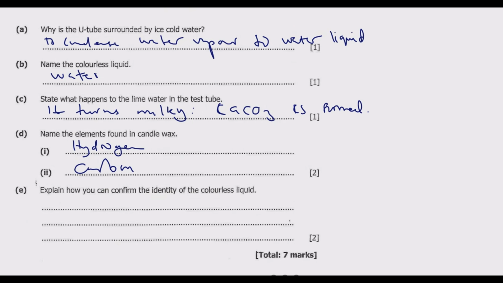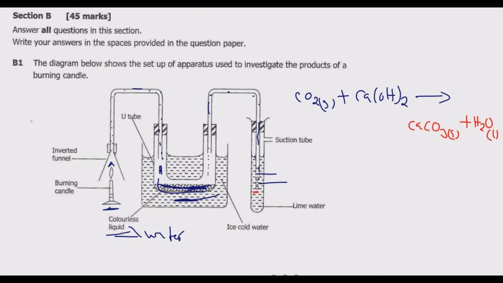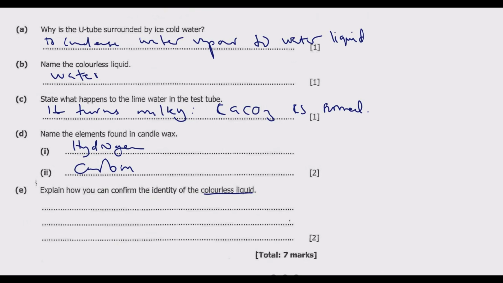Question E: explain how you can confirm the identity of the colorless liquid, which is water. So the question is, how can we test that this is actually water? There are two ways we can test whether this is water or not. The first one: if it is water, it will turn anhydrous copper(II) sulfate from white to blue. Number two: if it is water, it will turn blue cobalt chloride paper pink.